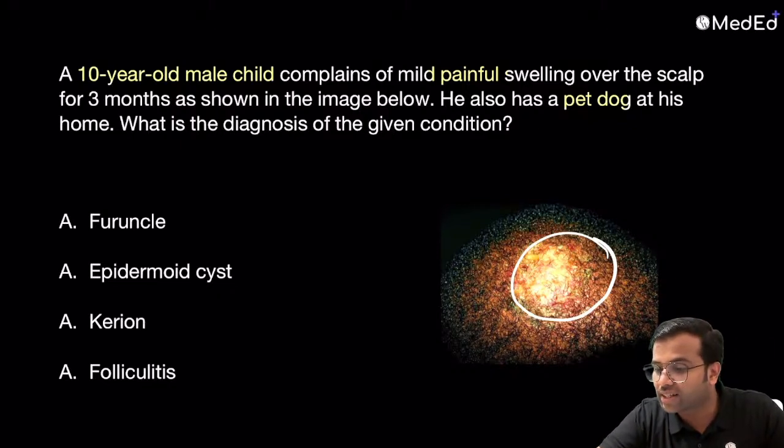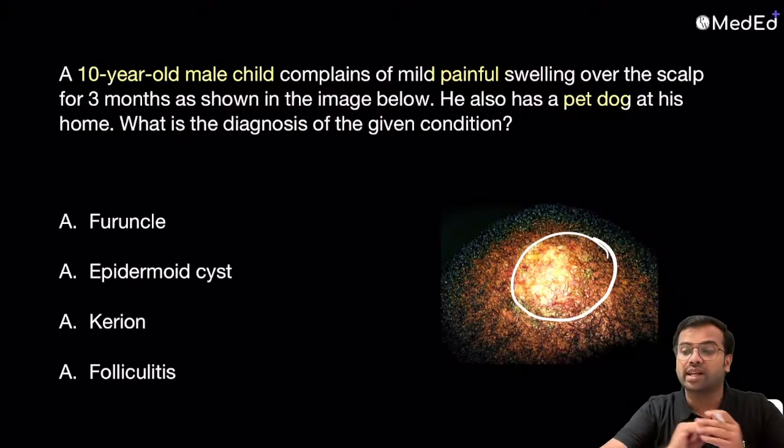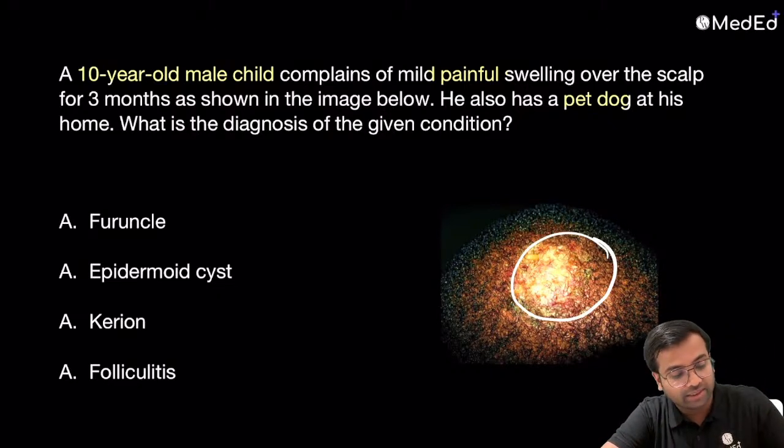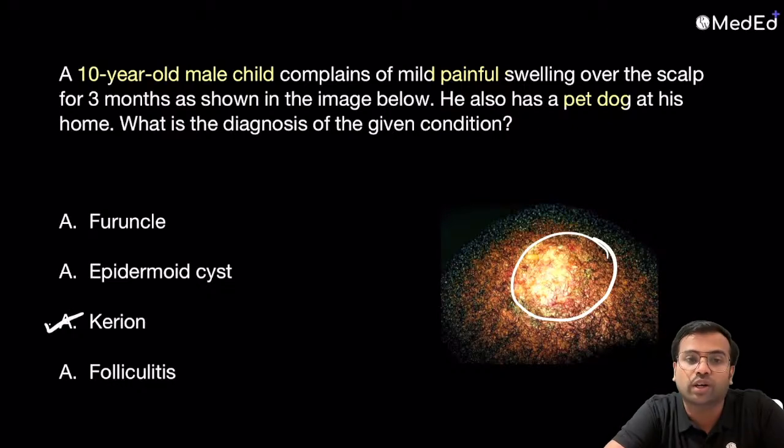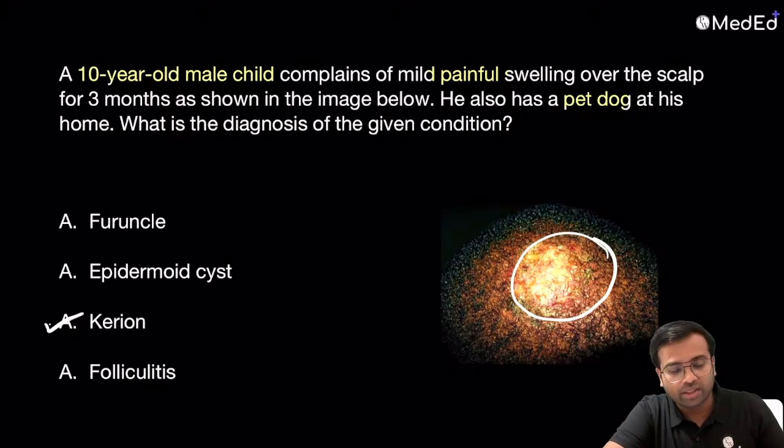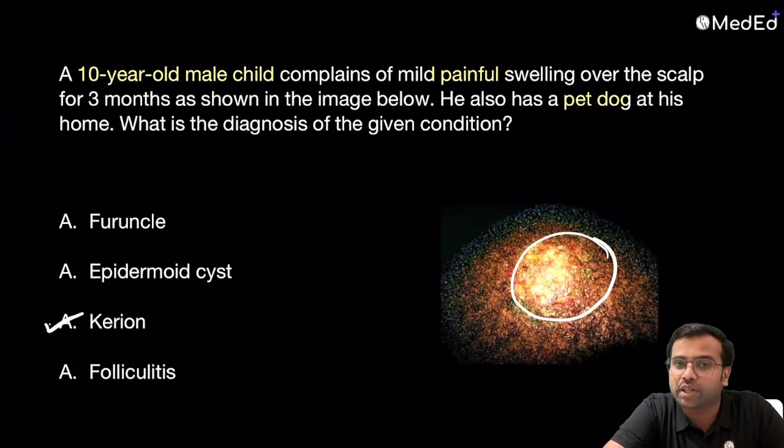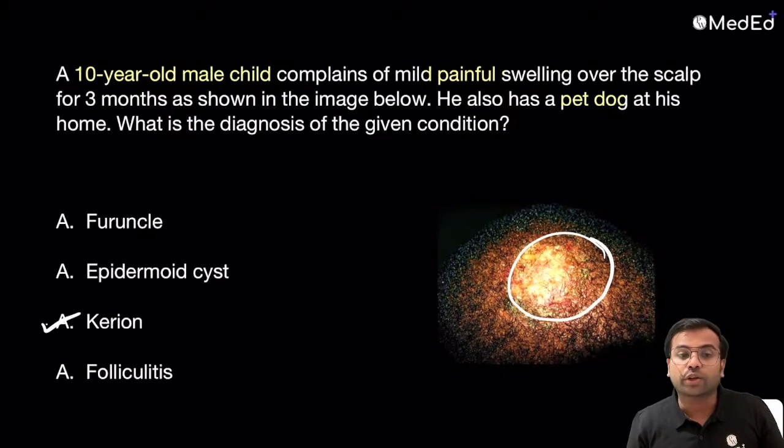Now, what is your right answer here? Yes, Surya is answering it right. The correct answer here, I would also agree with Surya, is going to be Kerion. Now, what is Kerion? Now, this is one of the very commonly repeated MCQs when it comes to the NEET PG. Now, what is Kerion? Is it a bacterial infection or is it a fungal infection? Is it a viral infection? What is it? Any guess? Yes, very good. Osama is also answering it right. This is going to be Kerion.